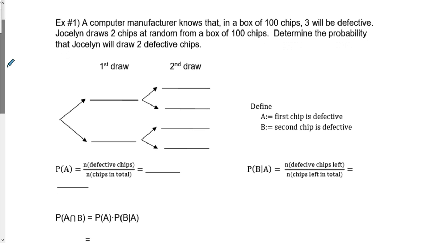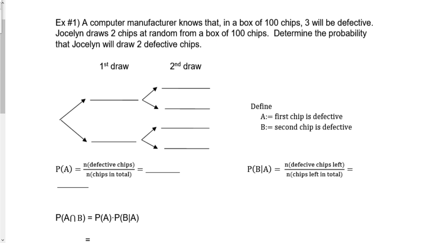Our first example talks about some computer chips. Okay, awesome, I did fix that thing. Now, a computer manufacturer knows that in a box of 100 chips, 3 will be defective. Jocelyn draws 2 chips at random from a box of 100 chips. Determine the probability that Jocelyn will draw 2 defective chips.